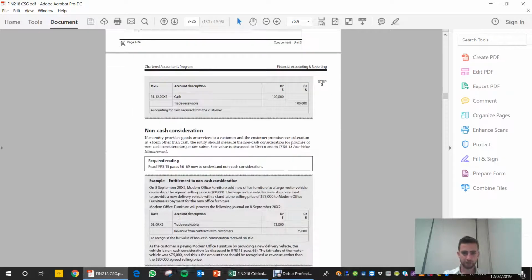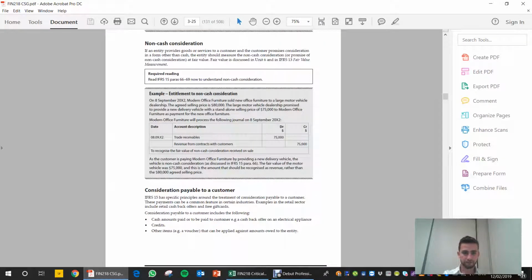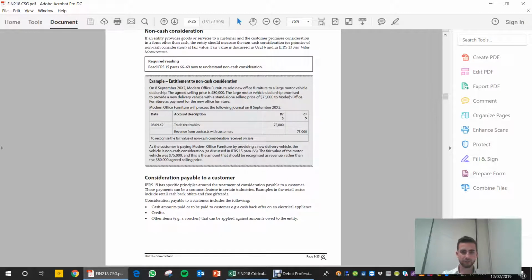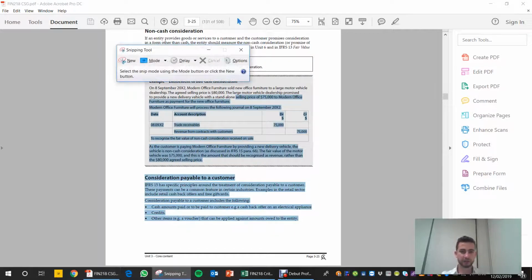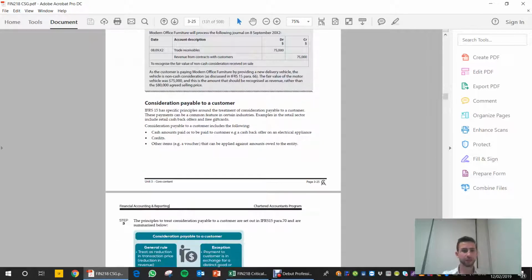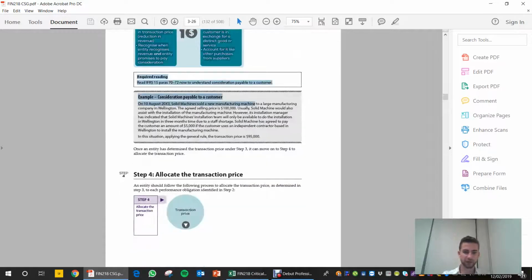Okay, so just moving forward, non-cash consideration needs to be at market value, at fair value. In this case, they've got an agreed selling price of $80,000, but the standalone price is $75,000, so you need to record it at $75,000. So quite similar to what we were looking at before. Nothing really new there, just a different way of saying it.